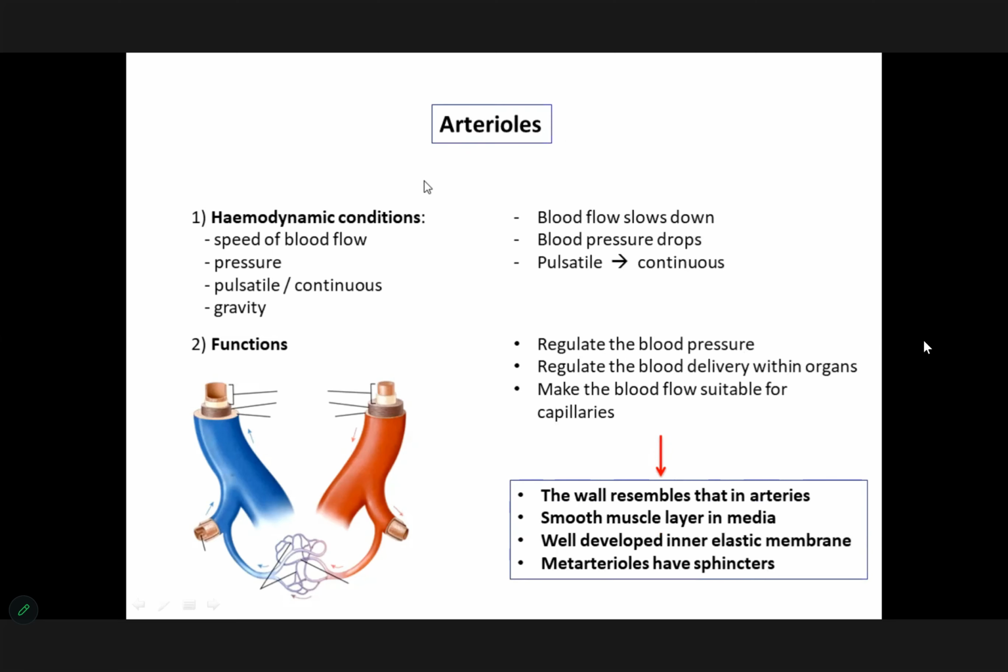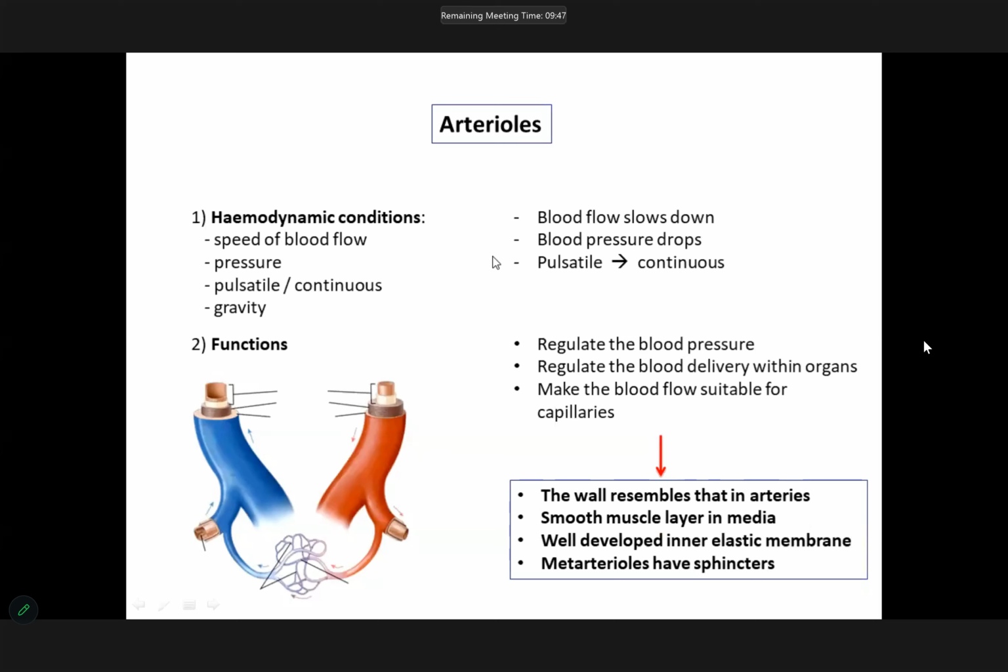Arterioles are actually the smallest arteries. What are their hemodynamic conditions? The blood flow slows down in arterioles because the blood flow is very high in arteries and very low in capillaries. So in arterioles, which are in between, the blood flow slows down. The same goes for the blood pressure. Blood pressure drops. Blood pressure is high in an artery and very low in a capillary. So in an arteriole, it drops down.